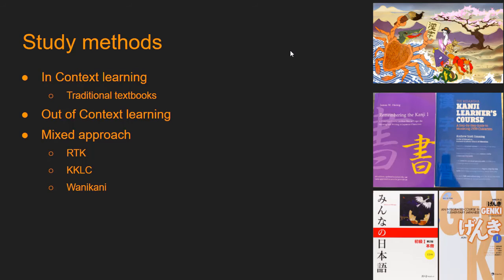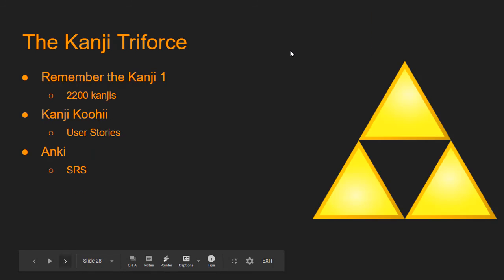I've also included a photo for Minna no Nihongo and Genki, which are two widely used traditional textbooks. So my recommendation for learning kanji is, but remember, it's not the best method, it's just the method that I used. It's composed of three tools. Remember the Kanji, which comes with 2,200 kanji. That's more than the Joyo kanji list that's taught in schools.